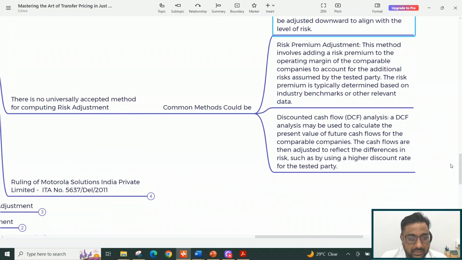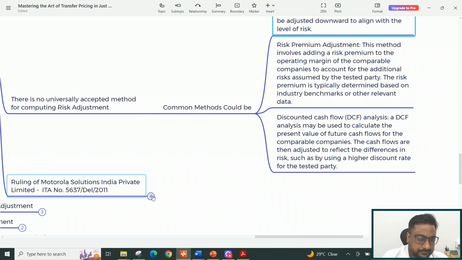And before going to that, there is this ruling also of Motorola Solutions, which I have enclosed below this particular video. You can go ahead and read that ruling. It also says on other aspects as well. It's a nice ruling, where they have used the CAPM model to put that risk adjustment.